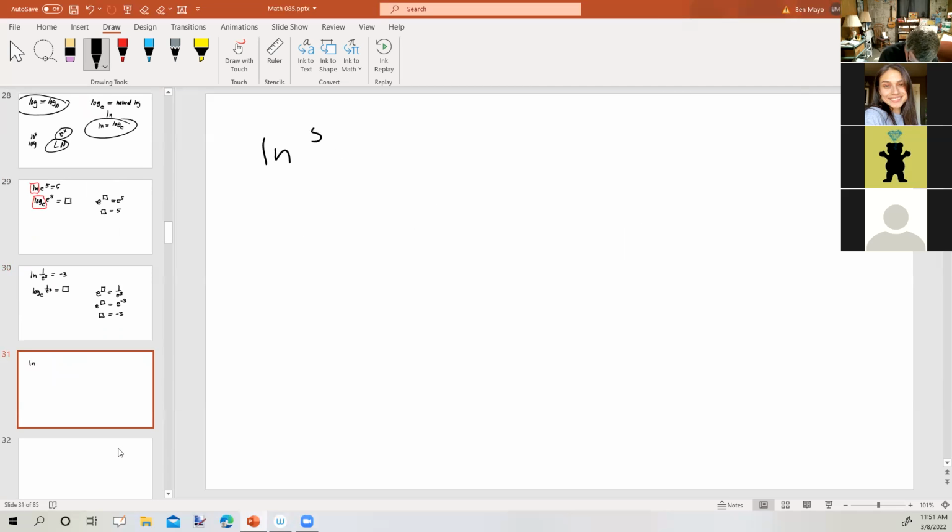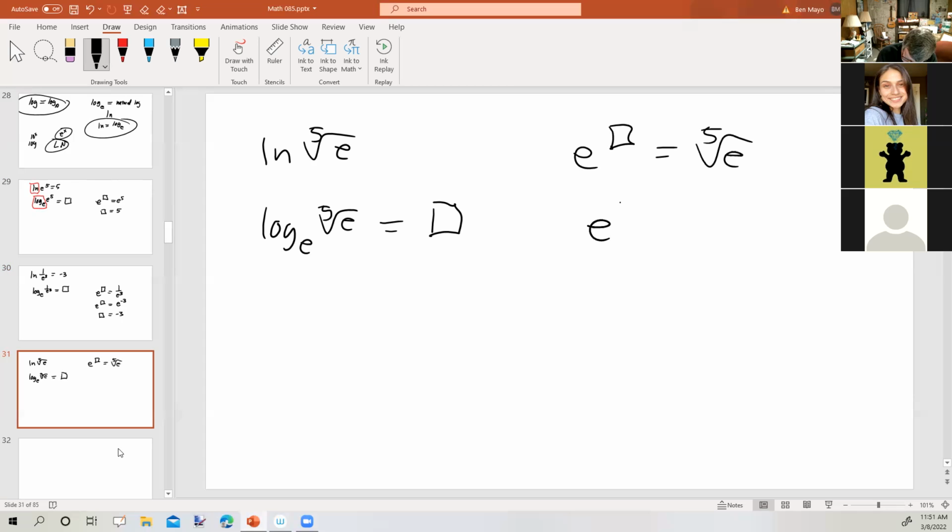The natural log of the 5th root of e. Well, that would be log base e of the 5th root of e. That's equal to some unknown box. Changing it to an exponential equation, we get that. But isn't the 5th root of e equal to e to the 1/5 power? So the box is 1/5. Okay.